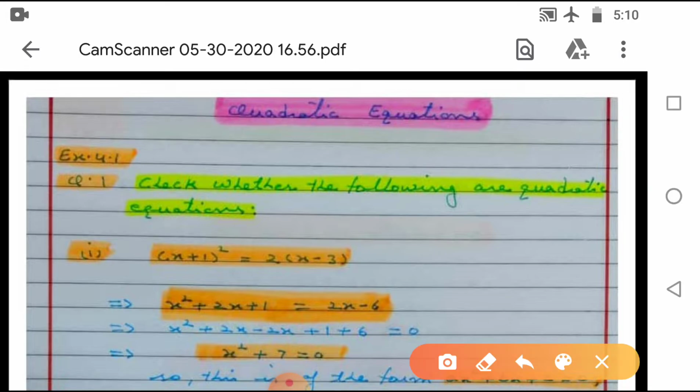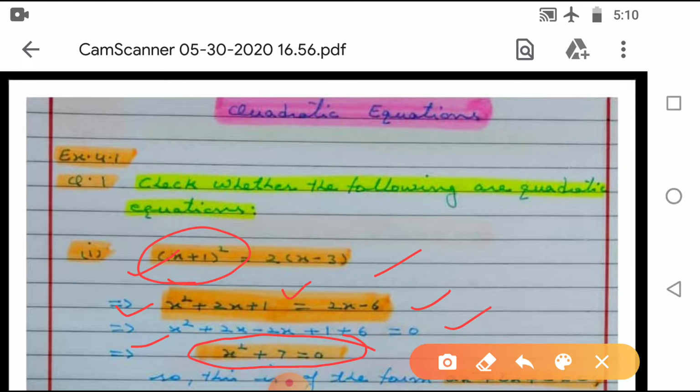Exercise 4.1, quadratic equations, and question number 1: check whether the following are quadratic equations. The first part is (x plus 1) whole square is equal to 2 into (x minus 3). Applying (a plus b) whole square, we get x square plus 2x plus 1 is equal to, when we multiply 2 with x, we get 2x, and with 3, that is minus 6. So x square plus 2x minus 2x plus 1 plus 6 is equal to 0, and finally the equation is x square plus 7 is equal to 0.